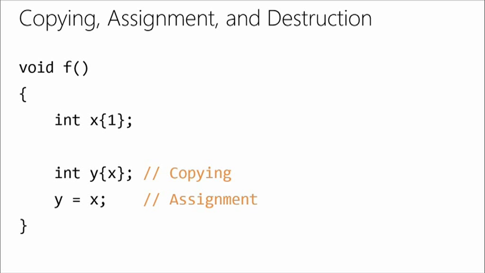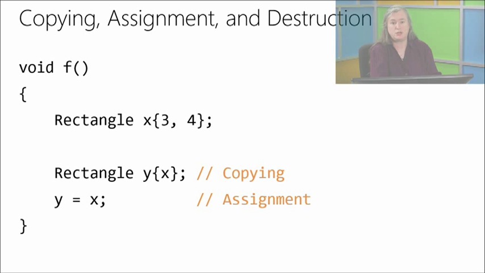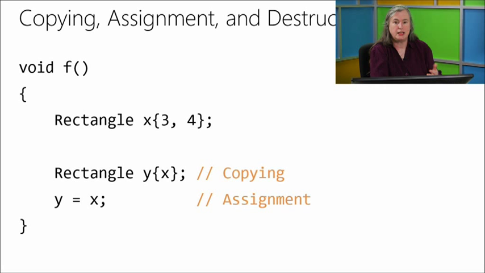The exact same thing can be done with rectangles or any user-defined type, whether it's one in the standard library like string or your own like rectangle. So here, x is a 3x4 rectangle, and y is an entirely different rectangle that I happen to choose to initialize by copying the values of x into it. In the next line, I say y equals x, it will actually land on the old values with the values from x. So that's assigning the individual elements from x onto y.